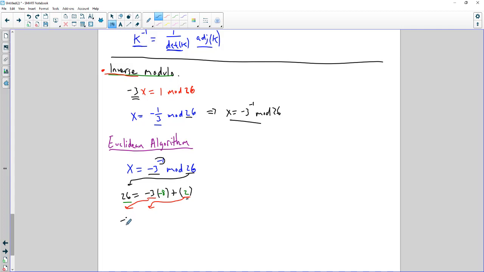So now we're going to have -3 is equal to 2 times something plus something else. So we keep breaking this down, and the idea is to get a 1 right here, and I'll explain why in a second. Okay, so let's keep doing this. So now I have 2 times what to get up to -3?